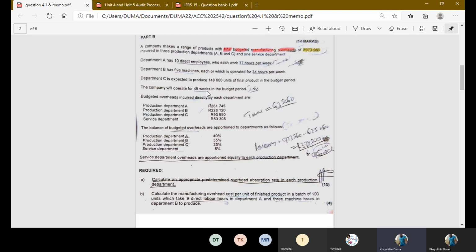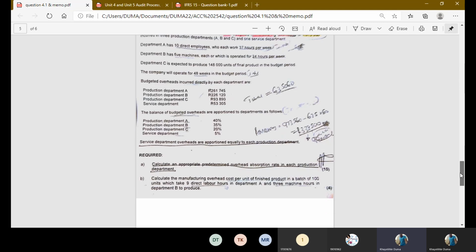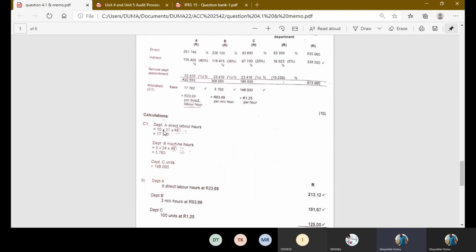The units are units. So as you can see again on your solution, it's the 10 employees multiplied by the hours per week, multiplied by the total weeks. B, machines 5, hours per week, weeks. C, the units just stand. So you'll take this one and put it as your allocation base or activity level. This one, yeah, the units there. Then you'll say this total divided by this one. Then you'll get your predetermined overhead rate.